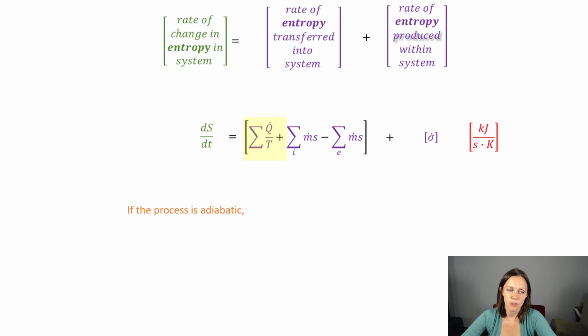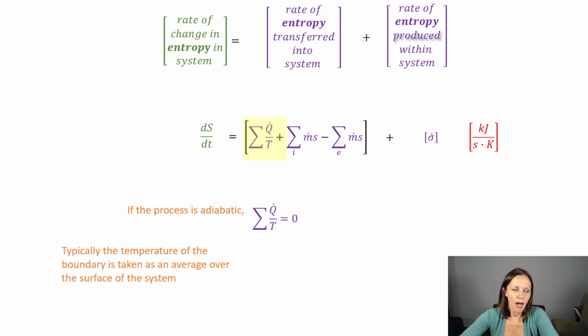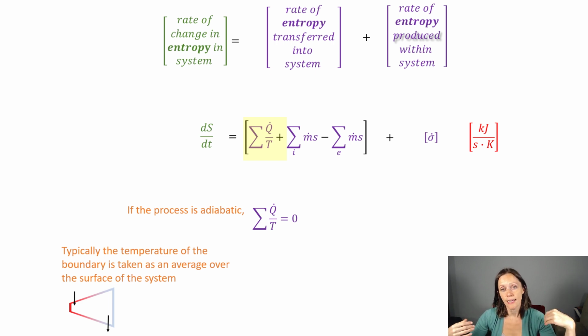Going back to that heat transfer term, if the process is adiabatic, then that's pretty easy. That term is just zero. Now, the temperature in the denominator there is the temperature at the system boundary. And in reality, the temperature at the system boundary is typically not going to be constant. For example, if you've got a turbine, your working fluid comes in at a high temperature and high pressure, and by the time it expands and comes out at the outlet, it's cooled down. So the temperature of the boundary at the inlet of that turbine is going to be a lot higher than the temperature at the outlet.